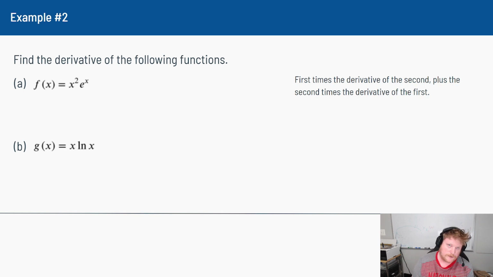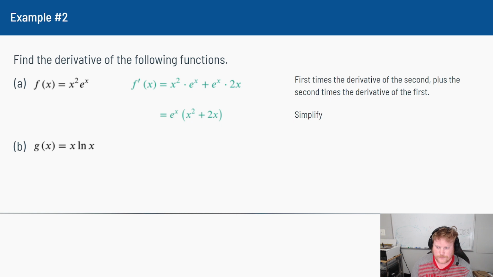So the first and foremost important thing about differentiating functions is being able to determine what rule needs to apply. And anytime I see a product of functions, anytime I see one thing times another, I'm going to be using the product rule. So here we have our first, which is x squared, times the derivative of the second, which is just e to the x, plus the second, e to the x, times the derivative of the first, which is 2x by the power rule. And then we simplify.